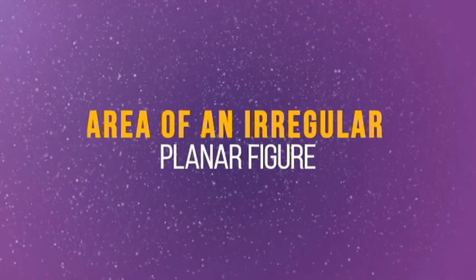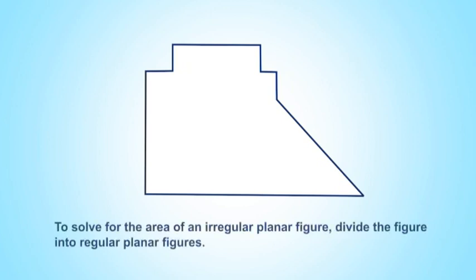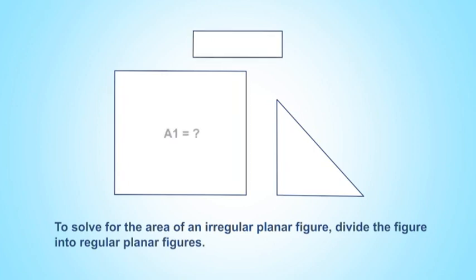Area of an irregular planar figure. Do you have an idea how the area of an irregular planar figure is determined? As we have already discussed, irregular planar figures are made up of planar figures. To solve for the area of an irregular planar figure, divide the figure into regular planar figures like rectangles, squares, rhombi, or triangles. Solve for the area of each planar figure and add up all the areas to get the area of the irregular planar figure.